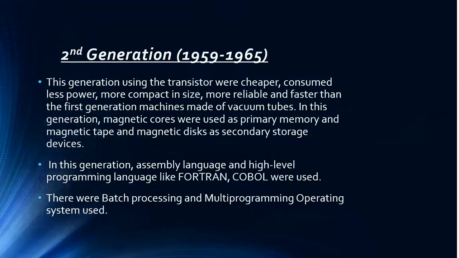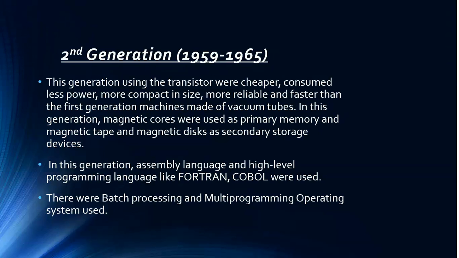Now the second generation will be explained by Shubham Tukral. So the second generation started in about 1959 and went on till 1965. They basically used transistors over the vacuum tubes which were used in the first generation. They were cheaper, consumed less power, were more compact in size, more reliable and faster than the first generation machines made of vacuum tubes.